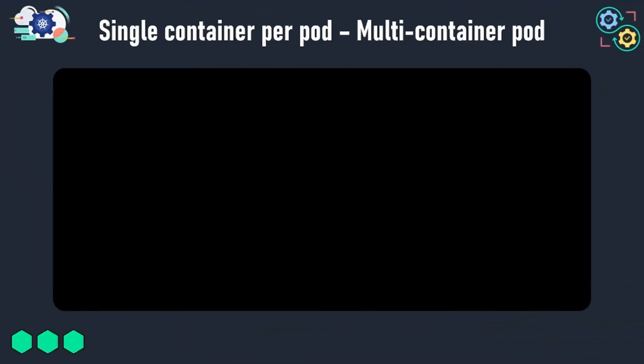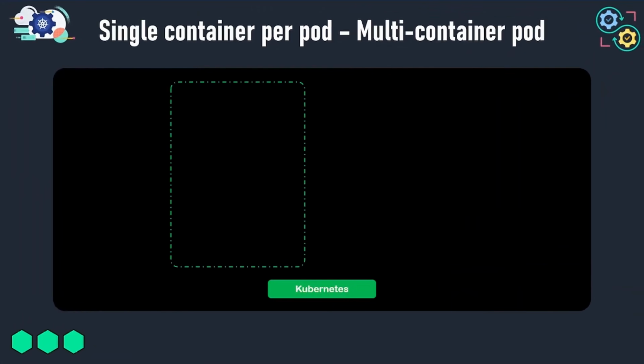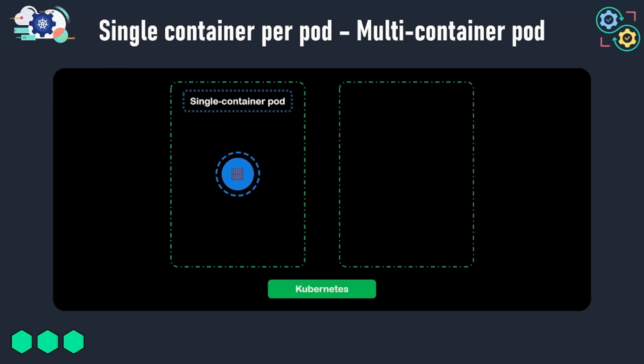The most common use case in Kubernetes is to have a single container per pod, so only one container running inside the pod. If you are wondering if we can have multiple containers running in the same pod, then the answer is yes. A pod can encapsulate an application composed of multiple containers that are tightly coupled and that need to work together and to share resources.